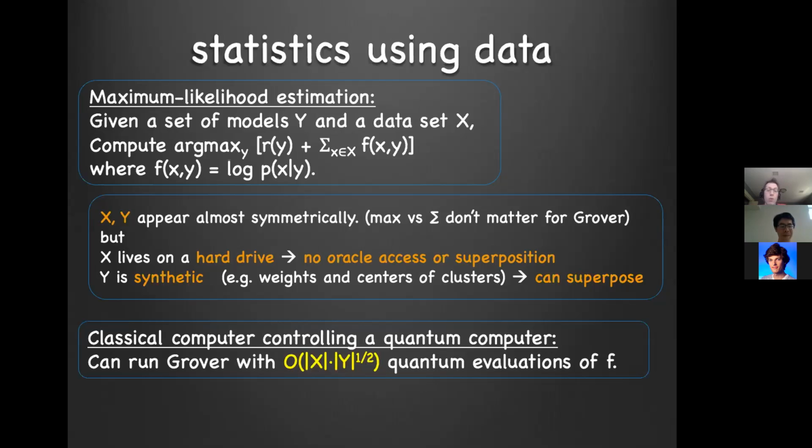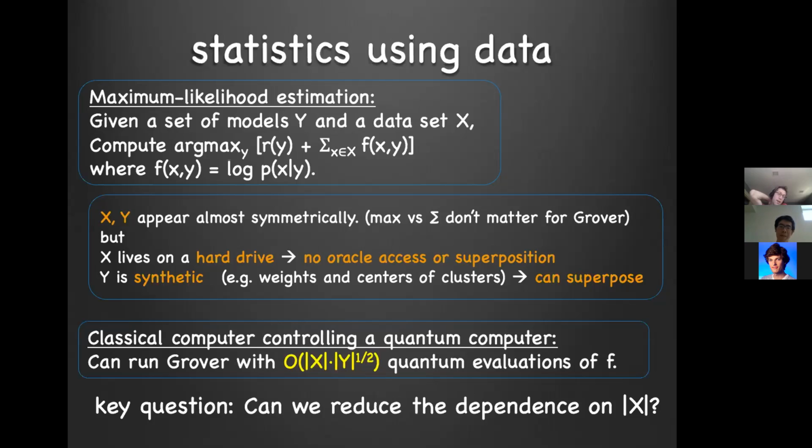and in that case, it's even worse, right? The bigger your speedup is in terms of y, the worse it is that you also need to multiply by the size of the data set x. So whatever your optimization algorithm is, that is going to be a problem. And so the key question is, how can we reduce the dependence on the size of the data set x?